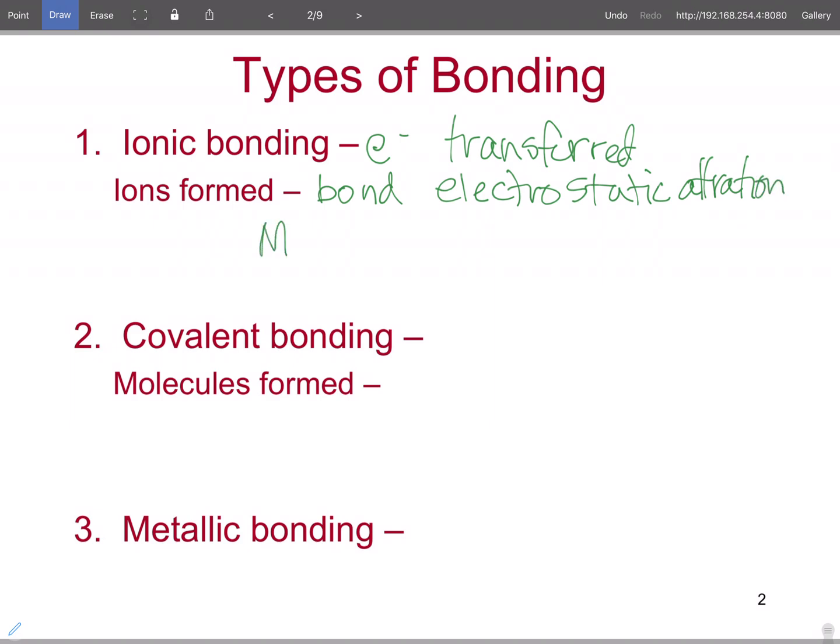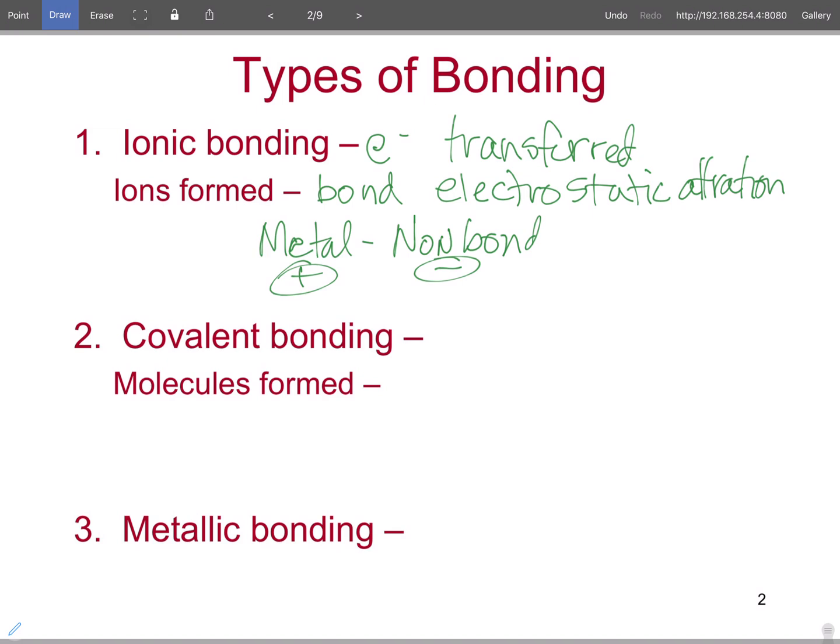So this tends to be a non-metal metal bond, because the metals form the cations and the non-metals form the anions, and then they come together with their charges.